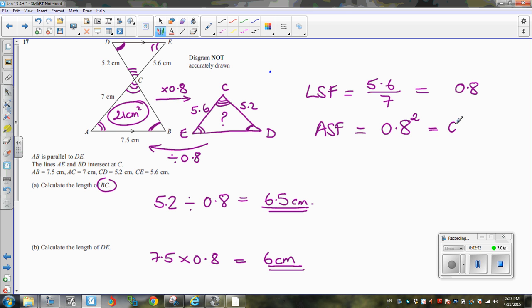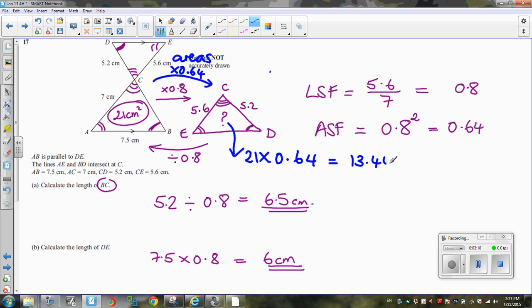And if we work out 0.8 squared, it comes out as 0.64, which means that areas are multiplied by 0.64. That's just for areas, which means if this area is 21 square centimeters, then this area must be 21 square centimeters multiplied by 0.64, and that comes out as 13.44 centimeters squared. And that's the answer to part C.